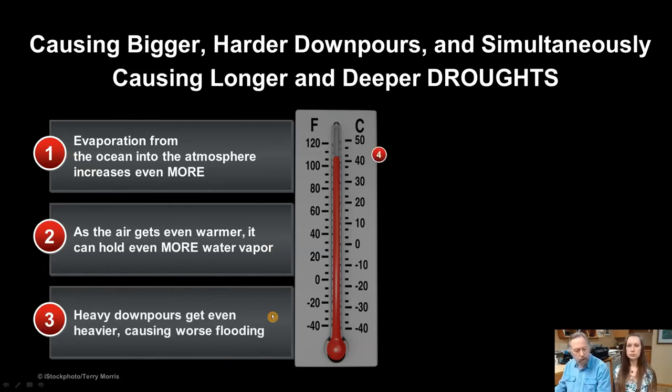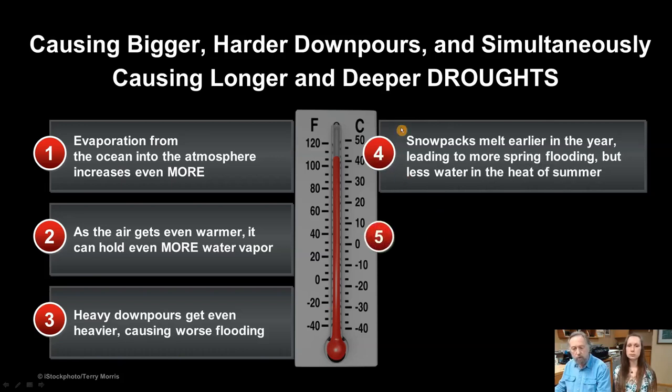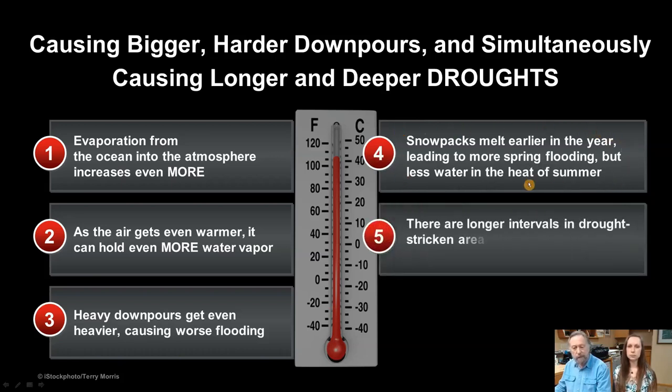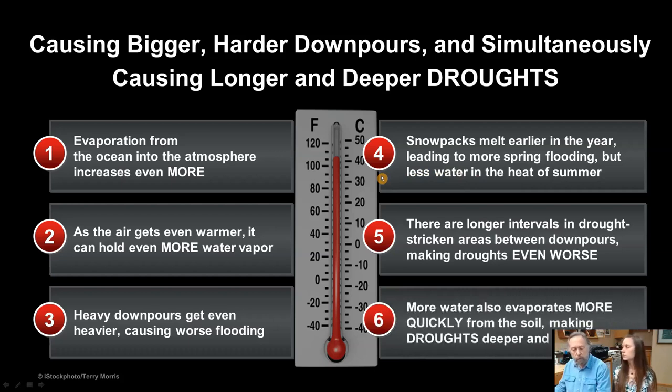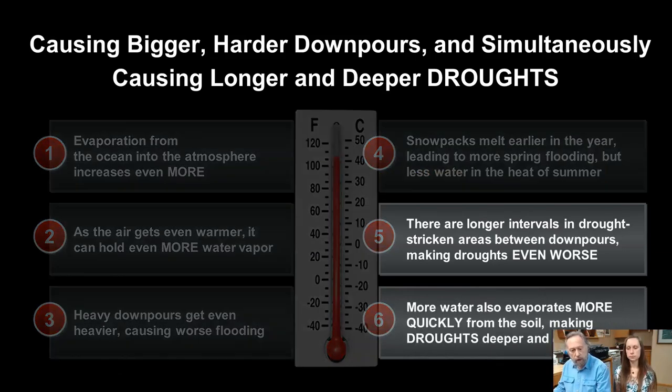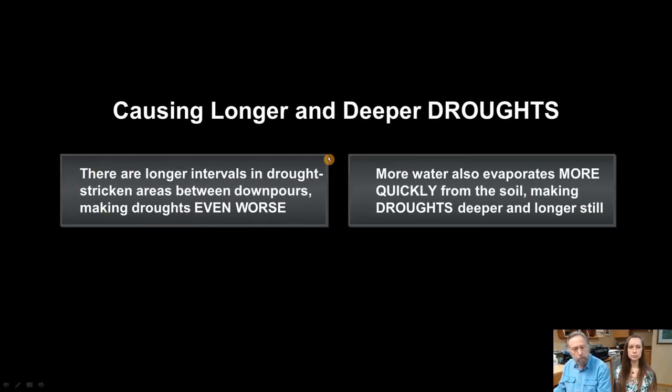Heavy downpours get even heavier, causing more flooding. Snowpacks melt earlier in the year, leading to more spring flooding and less water in the heat of the summer. And let's take a look at these last two. There are longer intervals in drought-stricken areas between downpours, making droughts even worse, and more water also evaporates more quickly from the soil, making droughts deeper and longer still.